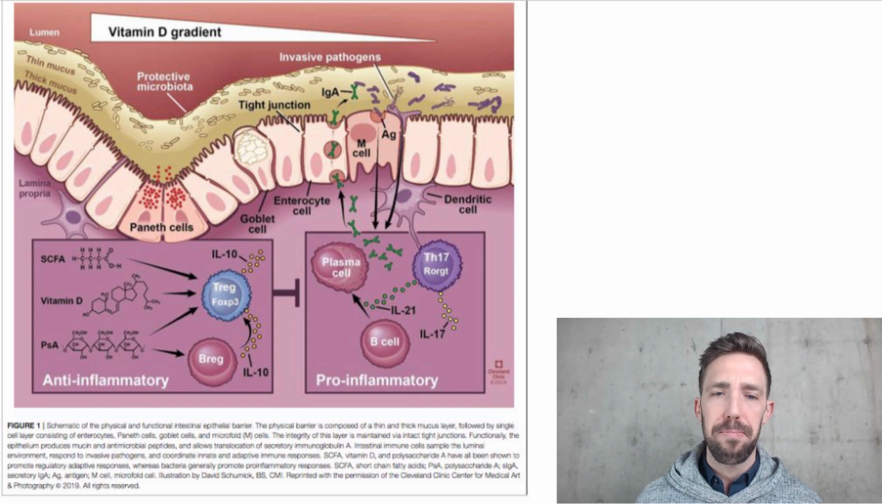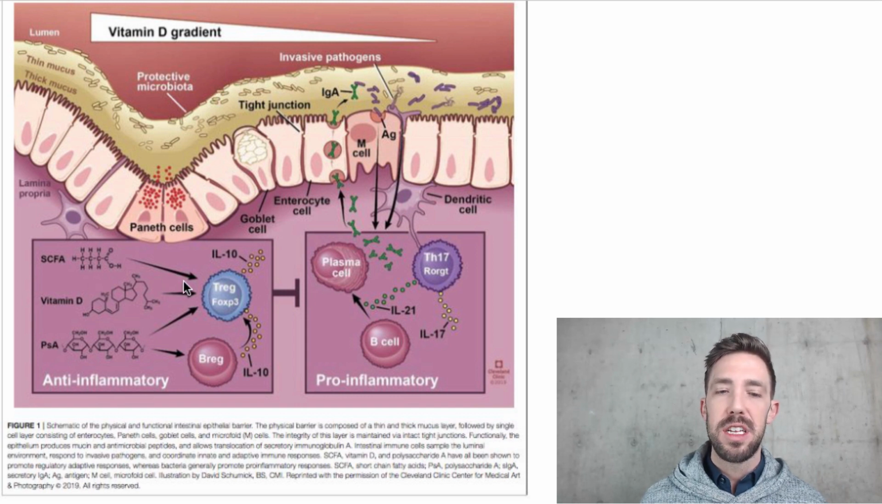So here's a graphic that shows this vitamin D gradient. Over here on the left is a high level of vitamin D, and over here on the right is a low level of vitamin D. So over here on the left, we've got this protective mucus layer. We've got these nice tight gut cells. And we've got tolerance down here where it's anti-inflammatory. These short chain fatty acids, this vitamin D, these are influencing these Treg cells that are causing tolerance.